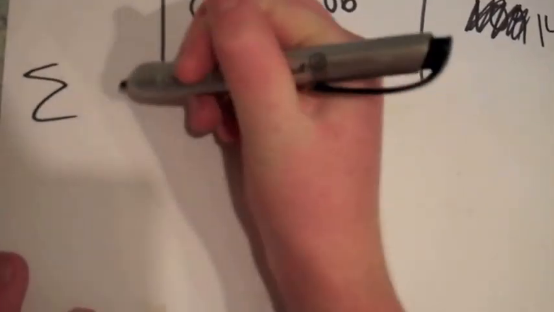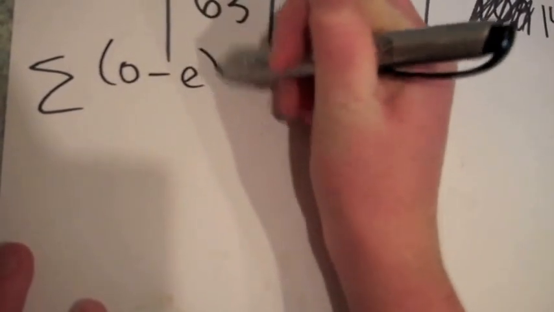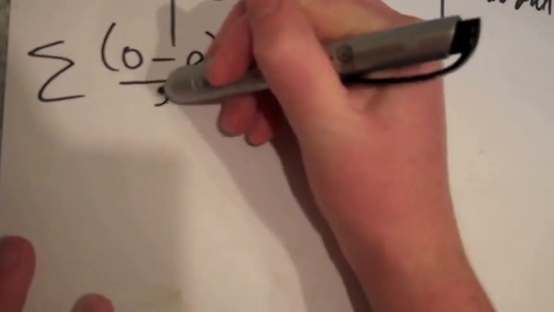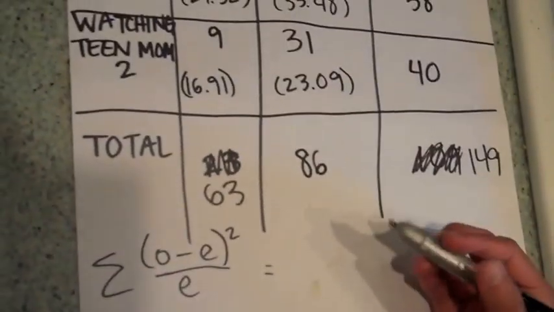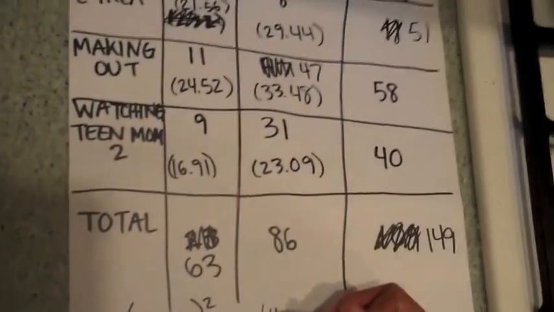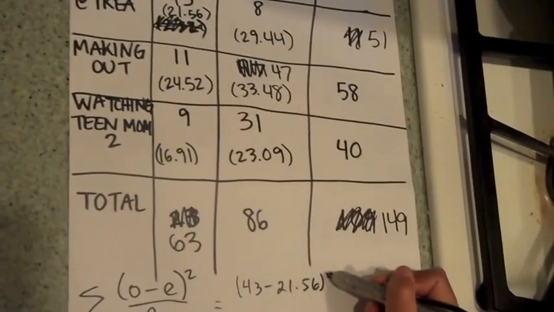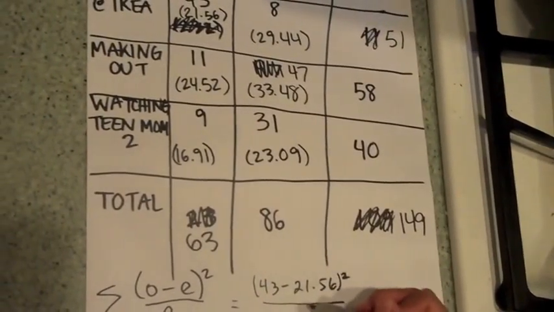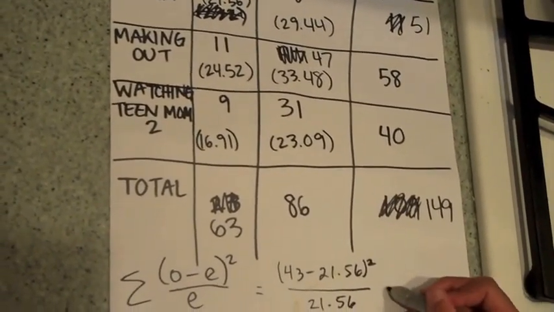So how do we calculate chi-squared? Well, you take the sum of every observed count minus every expected count squared over the expected number of hours. You try it. So the first one would be 43 minus 21.56 squared over 21.56. Yep, exactly. Cool.